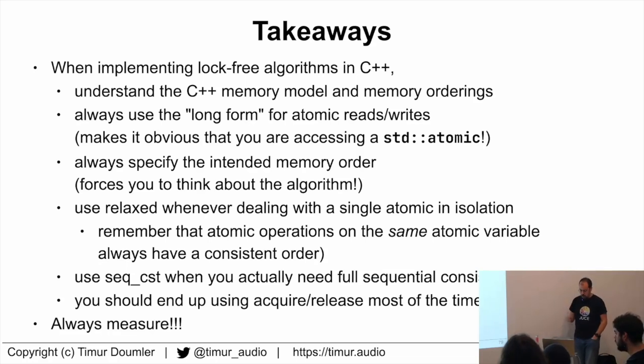Always use the long form. Always actually write the intended memory order, because that forces you to think about what the algorithm actually requires. And that also gives you the best performance. Use relaxed whenever you're dealing with a single atomic in isolation. Use sequentially consistent whenever you actually need full sequential consistency, which is almost never. And so you end up using acquire-release most of the time. And always actually measure. That's really important.